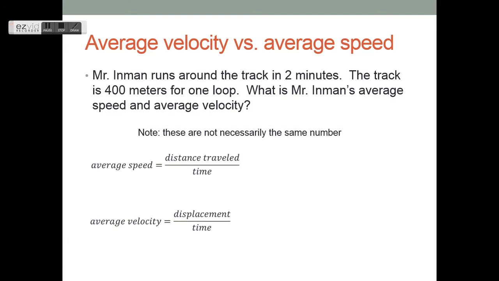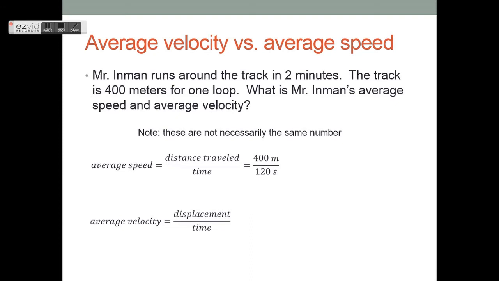So average speed is going to be distance traveled over time, whereas average velocity is going to be displacement over time. We talk about the difference between distance traveled and displacement. Distance traveled is how far I traveled, a whole number. Displacement is how far I am away from where I started.